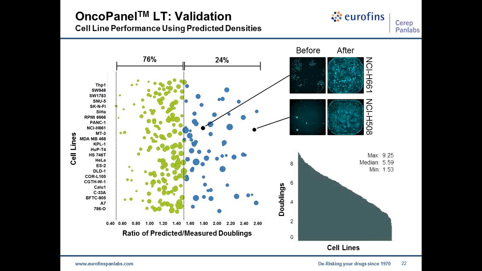After having gone through this entire process, when you look at the growth overall of each cell line within the collection of 240, the cells actually grow quite well overall, with a median of about 5.6 doublings in 10 days and a maximum of 9 doublings in some cases.